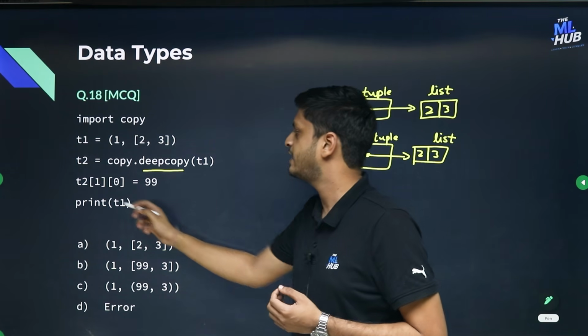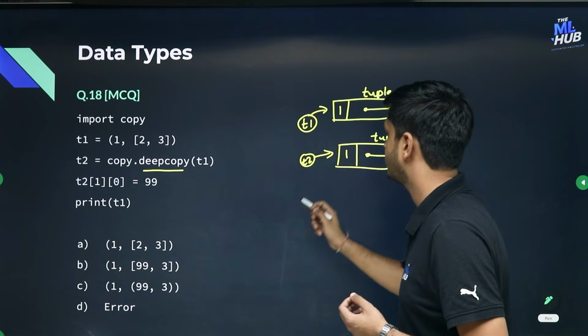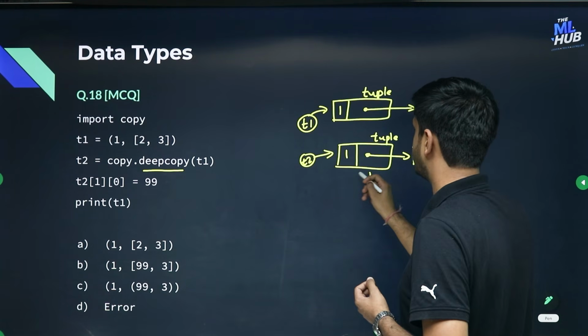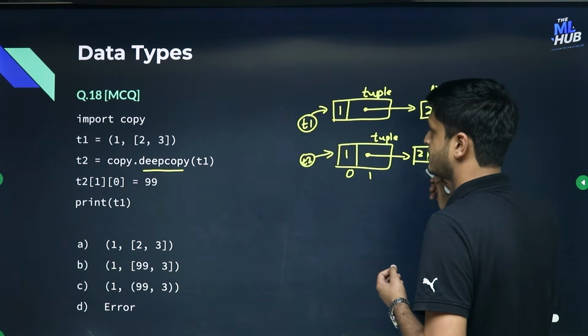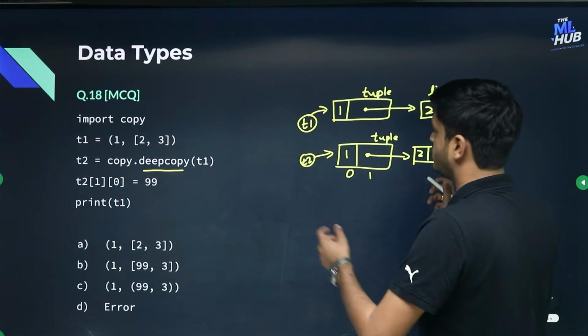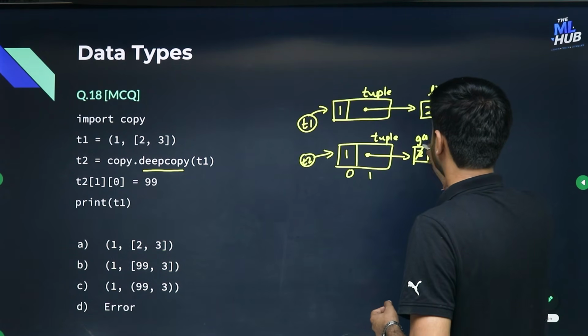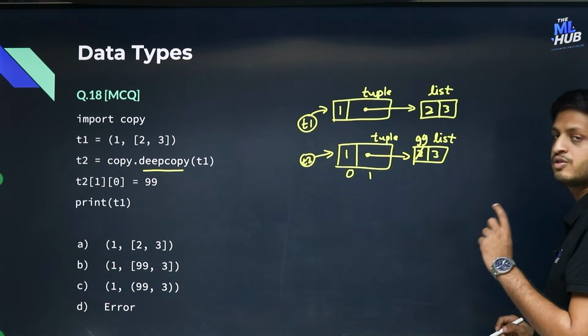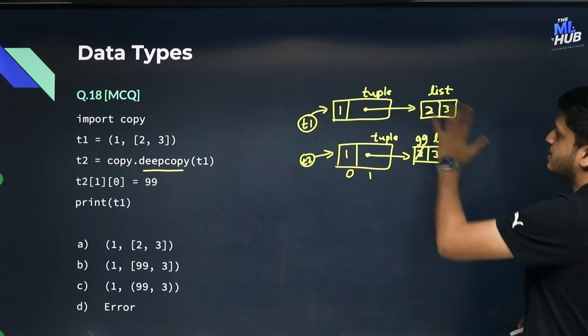Okay, then you are saying T2 of 1, 0 is 99. T2 of 1 means this index. This is index 0. T2 of 1 is this list. And inside here we are changing an element. 0 will become 99 now. So this element will change to 99. So if you are making a deep copy, there will be no changes in the original list.